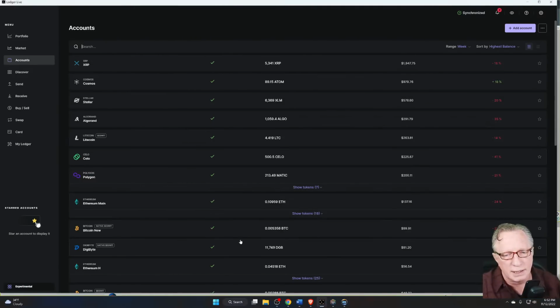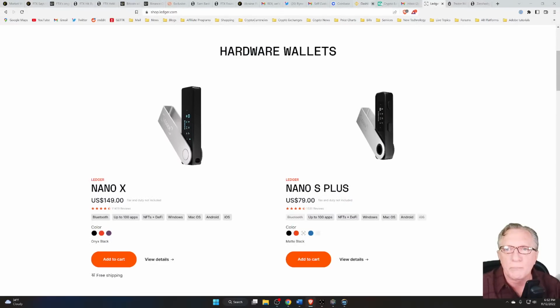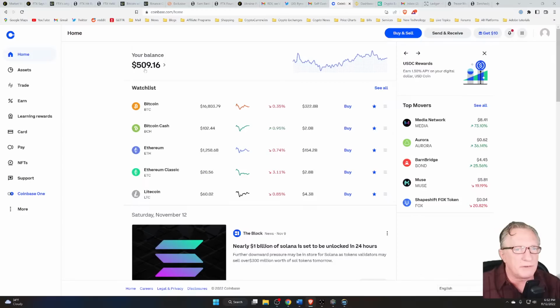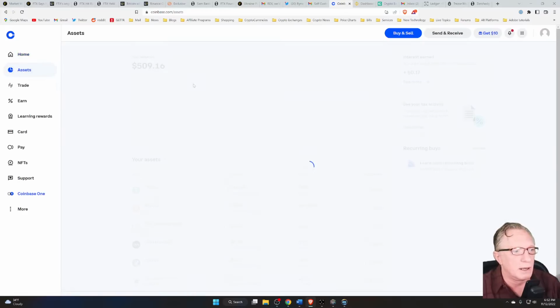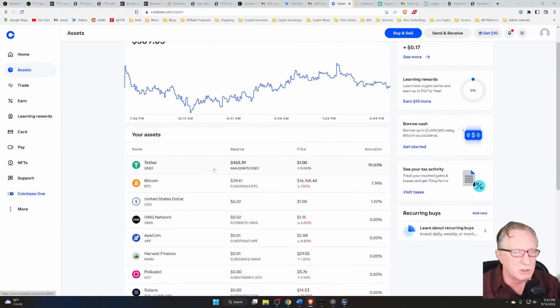So let's take a look at my Coinbase account. If you'll notice, there's $500 in my Coinbase account of value, and it's being stored in Tether, right? So is Tether going to collapse? We don't know.